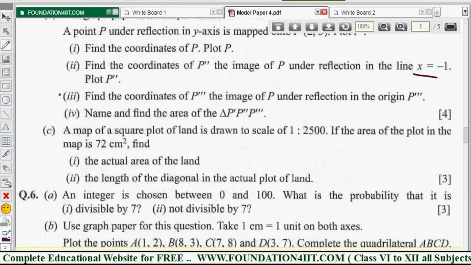Now see next one. A map of a square plot of land is drawn to scale 1:2500. The area of the plot in the map is 72 square centimeters. Find the actual area and find the length of the diagonal of the actual plot of land also. So let me take the given data.